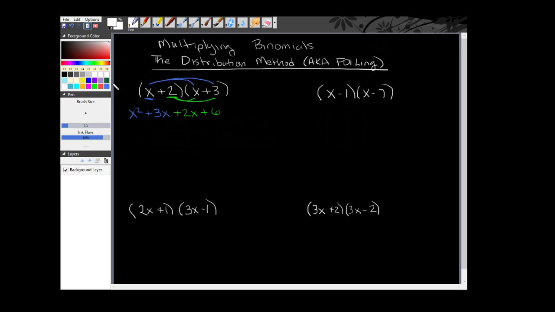Our last step for this is to, of course, collect our like terms, which will usually appear here in the middle, as long as your expression is written in what's called standard form, where you have a variable going down by power and then the constant. So I have an x squared, and then 3x plus 2x is a total of 5x, and then a plus 6. And that gets me my final answer.